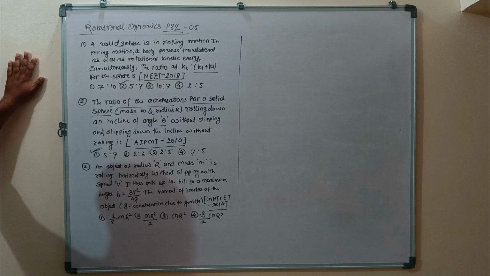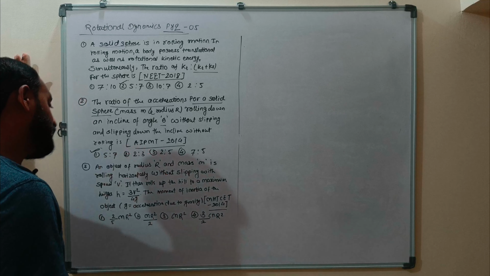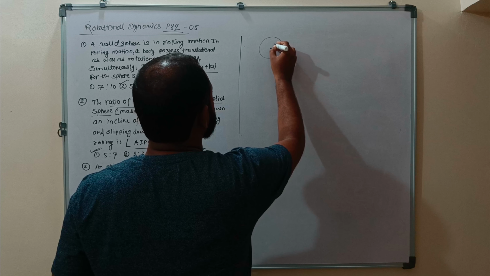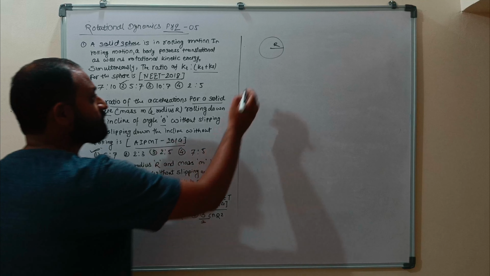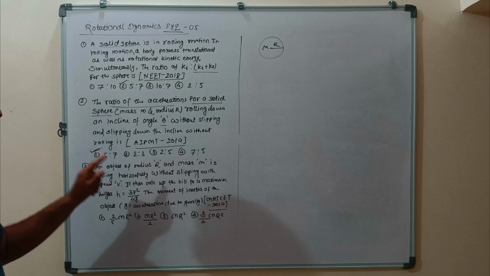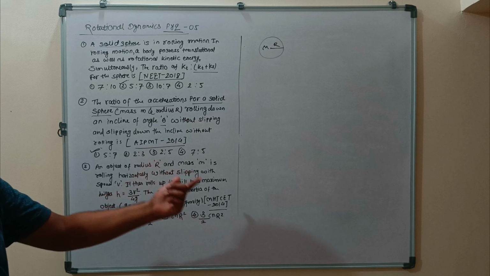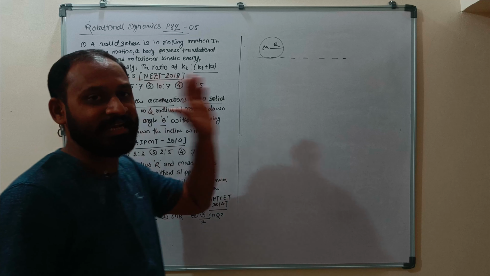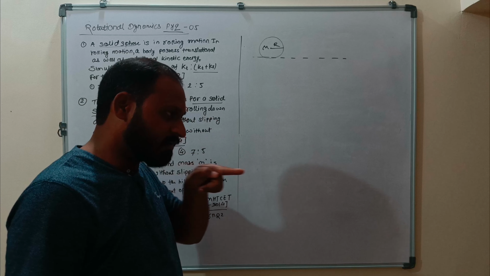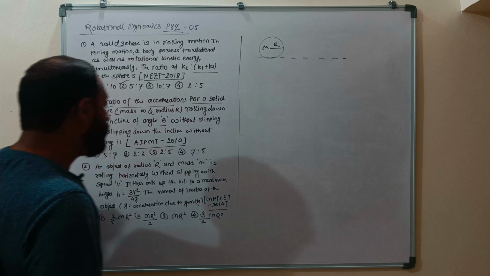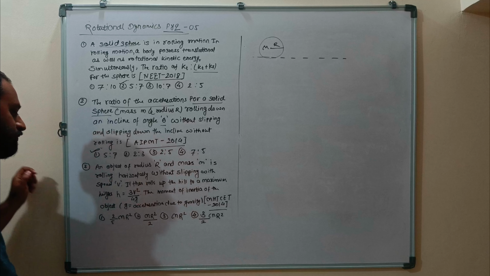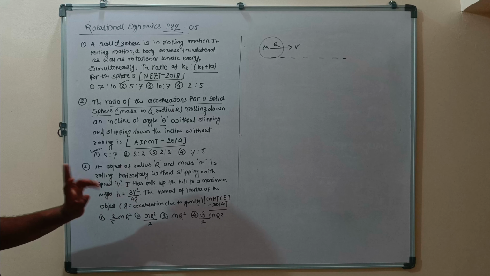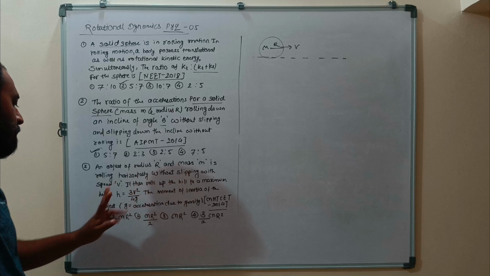An object of radius r, a circular one having radius r and mass m, is rolling horizontally without slipping. Without slipping means rolling; the body is not skidding. The body performs two motions, translational as well as rotational. The body is rolling with a speed of v, and then it rolls up the hill to a maximum height h.